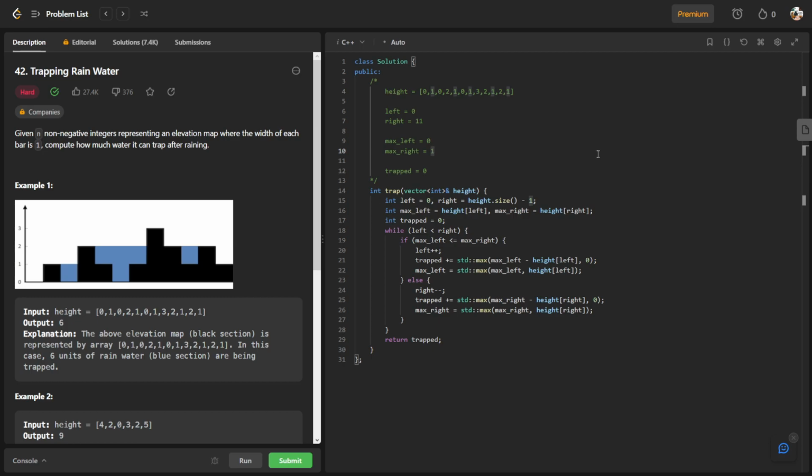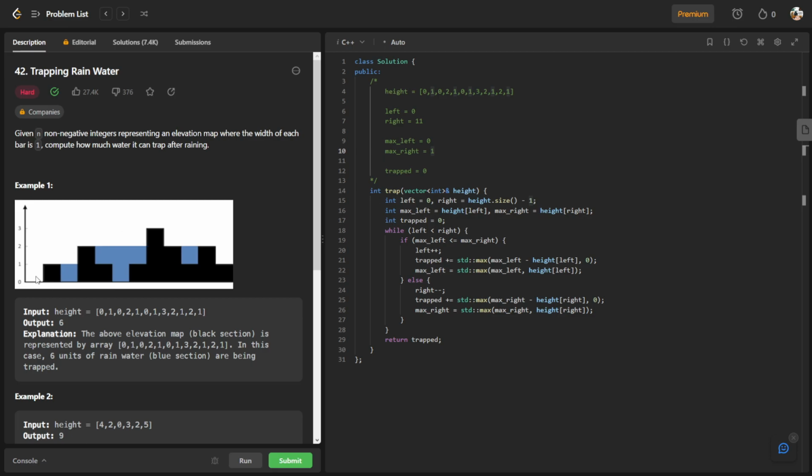LeetCode Problem 42, Trapping Rainwater. This problem gives us an array of non-negative integers, and if you put them in a bar chart like this, our job is to find how much rainwater this bar chart can hold.